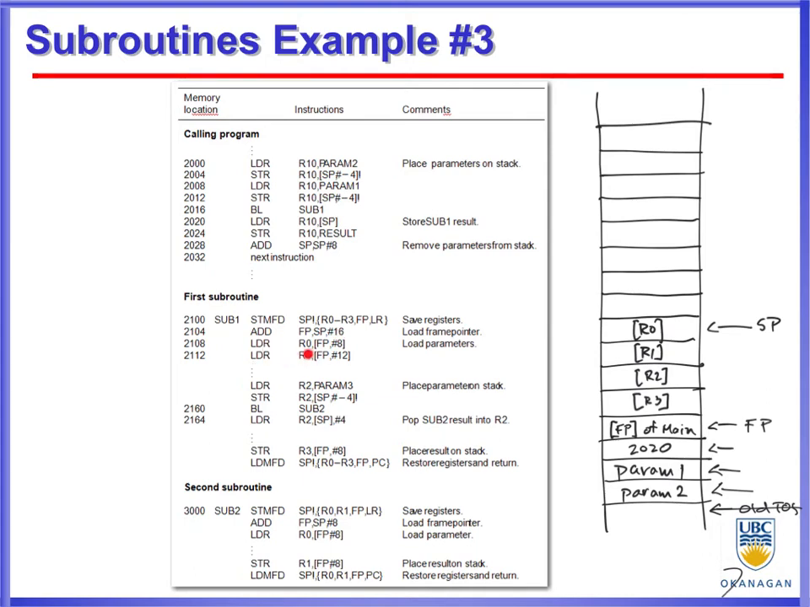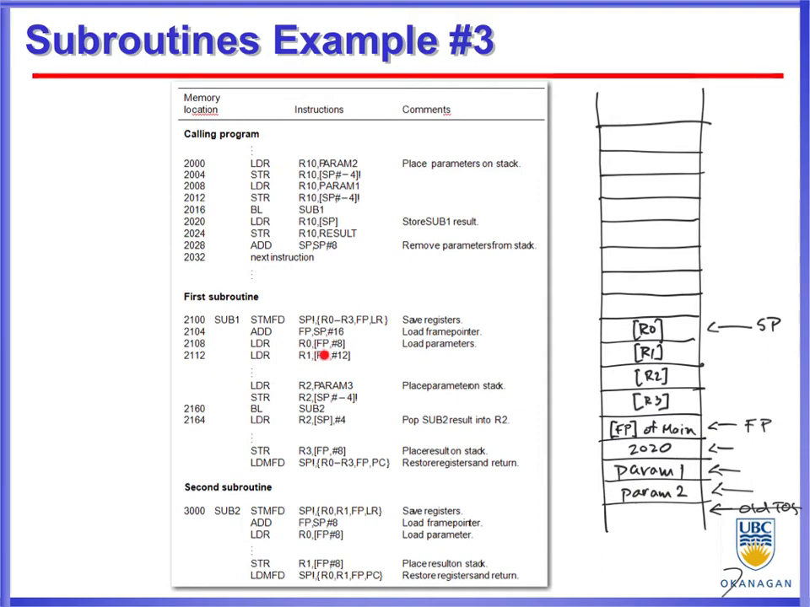Now we're going to load register R0 with what's at the effective address of the contents of FP plus 8. So FP currently has the address of this memory location in it, and we're going to add 8 to it. So the effective address is the address of this memory location. So what's at that address, param 1, gets put into R0. Okay? So R0 has our first parameter in it.